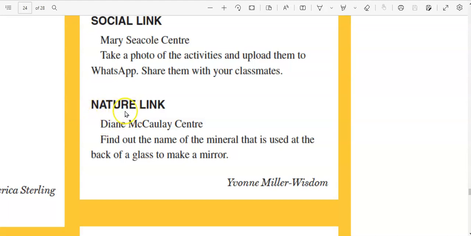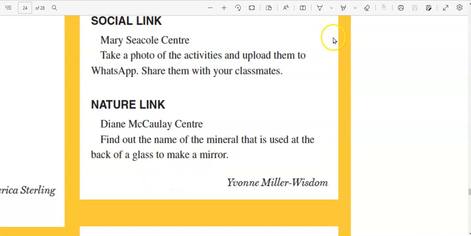And finally, the nature link, the Diane Macaulay Center. Find out and name some of the minerals that are used at the back of a glass to make a mirror. And they have a wonderful process here. This is something that was in one of our grade 6 books as well, showing you how they can use some special material to make regular transparent glass into a mirror.